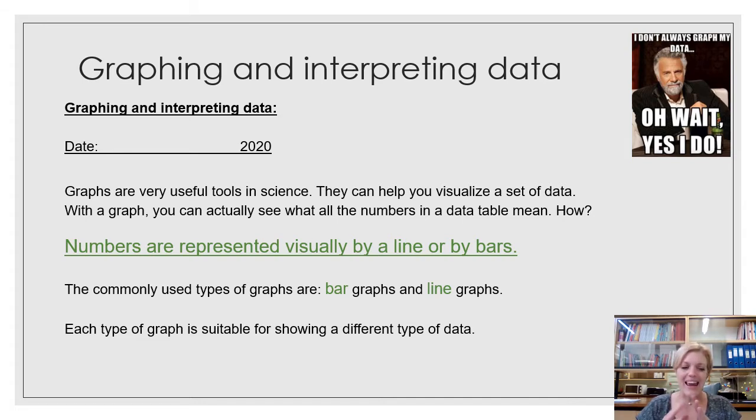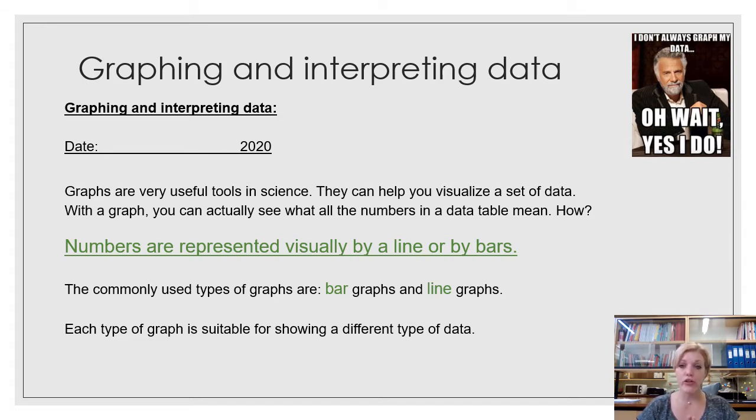So in that little space that you have in your book, I want you to say numbers are represented visually by a line or by bars. Now, in physical science, we use line graphs. We don't use bar graphs. In biology, you guys are going to use bar graphs. And you're going to see why, because we like to see what the relationship is between two variables.